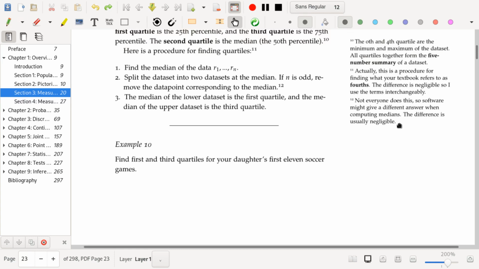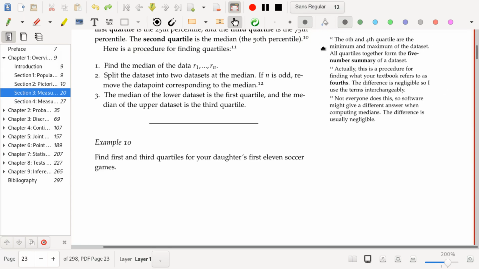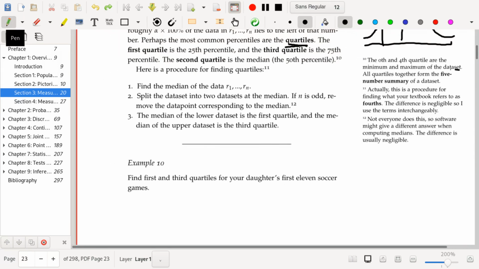I should also probably mention, if you combine the 0th, first, second, third, and fourth quartile, which is the maximum, if you combine those together, you end up with what's known as the 5-number summary of a data set.